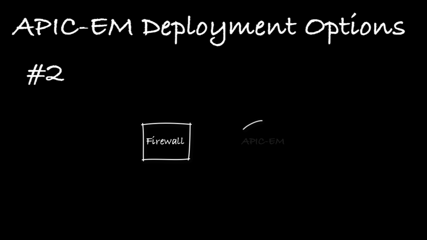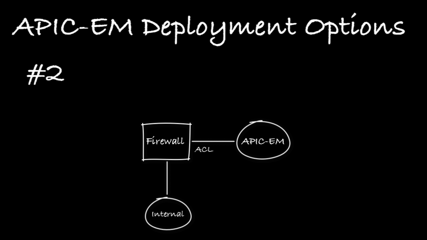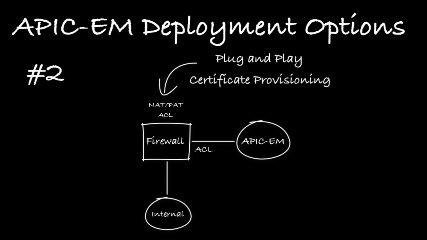Alternatively, APIC-EM can be placed in the DMZ. This mode offers slightly relaxed security so that remote devices can reach the controller, but may require changes to your firewall to allow communication between devices that live on the internal segment. Again, NAT and PAT configuration may be necessary on the Internet firewall if you're using a private IP address to ensure that certain traffic is delivered to the controller from the Internet.